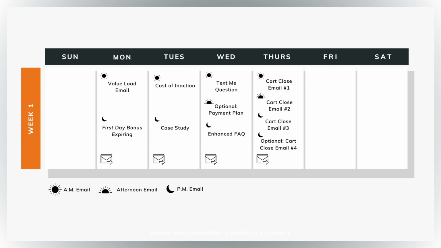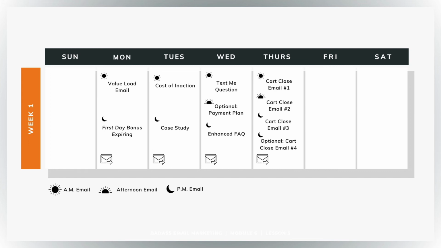Then on Wednesday, you're going to have the text me questions email that we already talked about. This is where if you're introducing your optional payment plan, you're going to announce it on that Wednesday. That's the traditional thing that people do. And your enhanced FAQ goes out that night. So you'll kind of see there is a bit of congruence between the different methods. Kind of your Wednesday in a 4-day sequence is very much like your Monday in kind of the day before cart close, except this is when you would put the payment plan in.